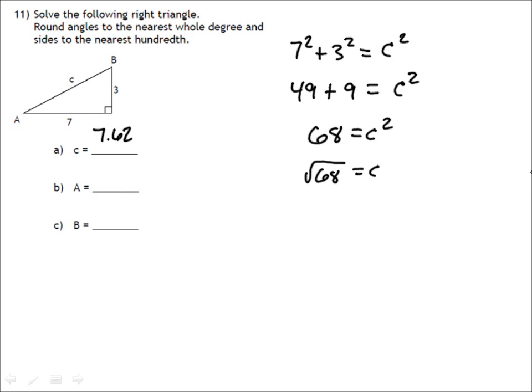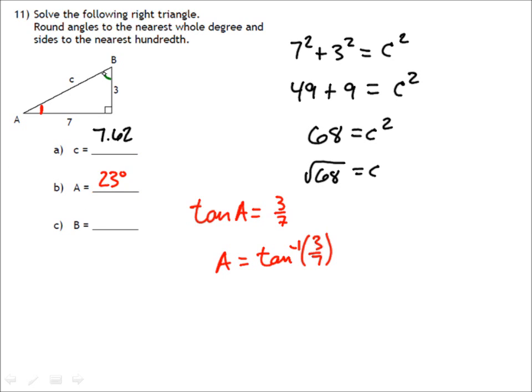Now let's go ahead and do angle A. For angle A, you can see we know the opposite side and the adjacent side, so we're going to use those, and that would be our tangent ratio. So I write the tangent of angle A is equal to 3/7. Applying the inverse tangent to each side, we get that A is the arc tangent of 3/7, and therefore A has to be 23 degrees when I round to the nearest whole degree. Same thing for B.